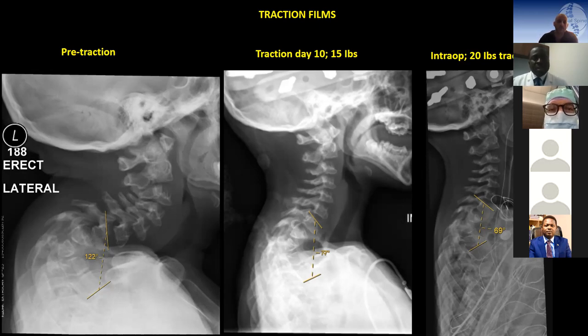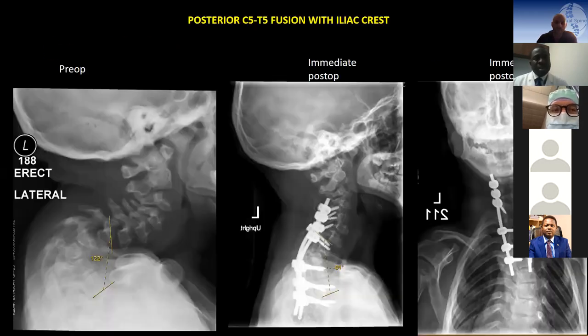So the approach that was chosen for this patient by my pediatric colleague was to do a shorter segment. He was able to go to C5. He attempted to get pedicle screws at C7, but couldn't do it because the pedicles were tiny and sporadic. And then the LIV was T5 here. By taking advantage of the intraoperative traction, he was able to do a posterior instrumentation only without any Ponte osteotomies.